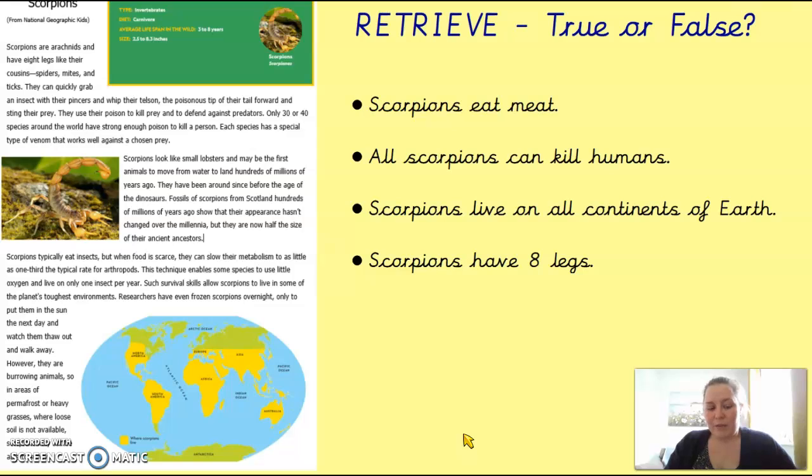So we're retrieving. We can easily find the information within the text. Okay, we don't need to use any of our own thoughts or ideas really, but we are going to need to understand what some of the words in the text mean. So that's why having your annotations from yesterday will really help, any notes that you made.